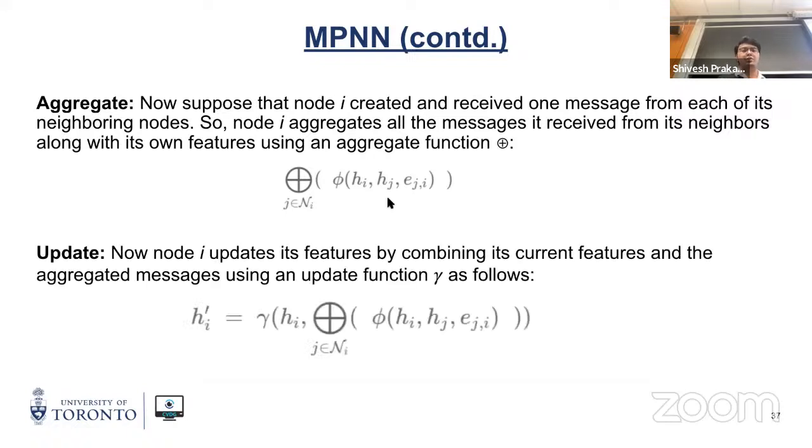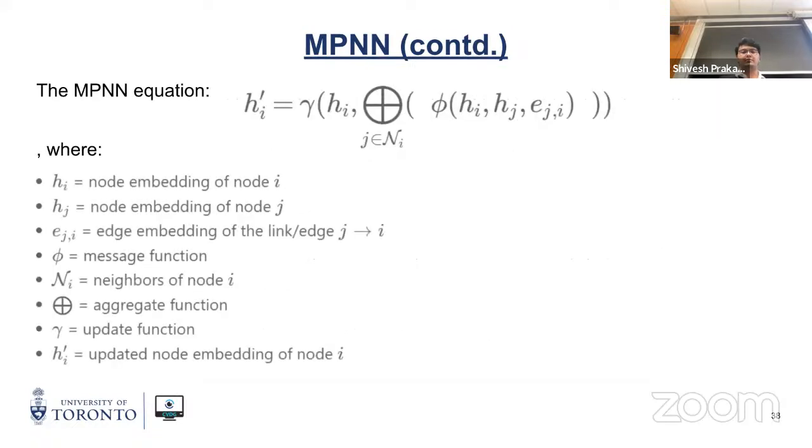And in the final step, node i updates its features by combining its current features and the aggregated messages using an update function gamma. So here, first node i created the messages and received them, and then aggregated all those messages using this aggregate function, where we iterate over the set of all neighbors of node i. And finally, it updates its own features, the embedding of node i, with all the aggregated messages using a gamma function, which is our update function. And this here, h prime sub i, is our final updated node embedding of node i. So this is the whole equation with all the variables.